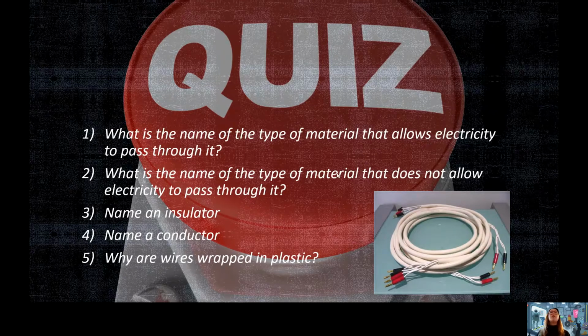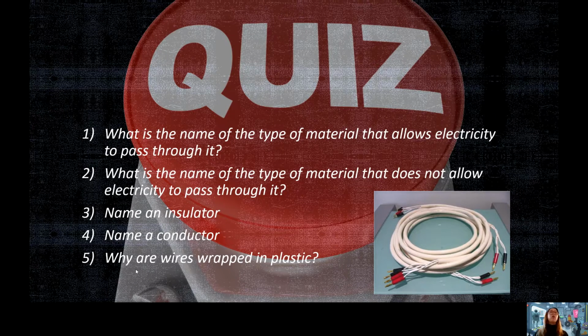Question 2, what is the name of the type of material that does not allow electricity to pass through it? Please pause it and write it down. Question number 3, name an insulator. If you can name more than one, get bonus points. Question 4, name a conductor. If you name more than one conductor, you get bonus points.